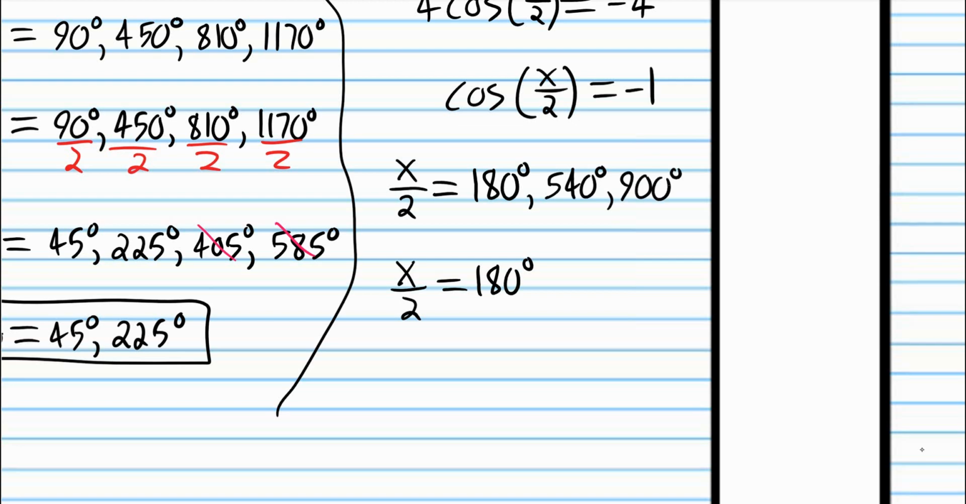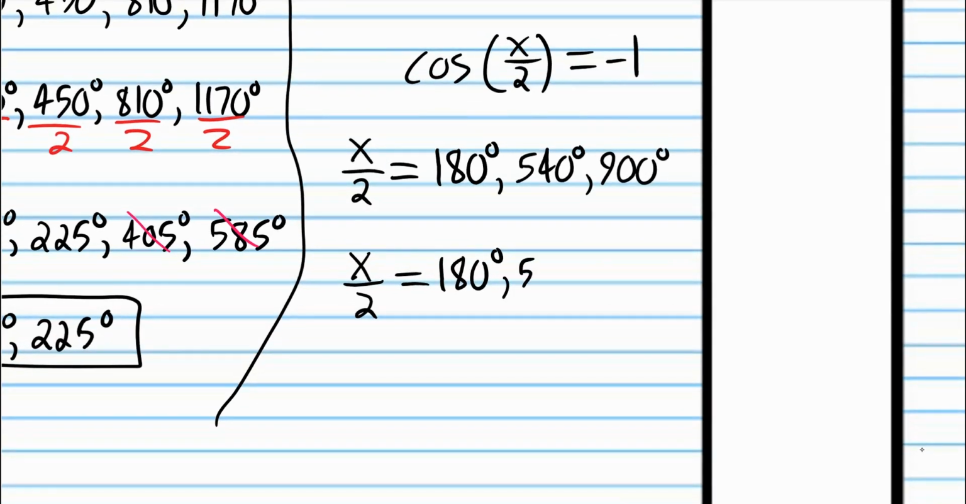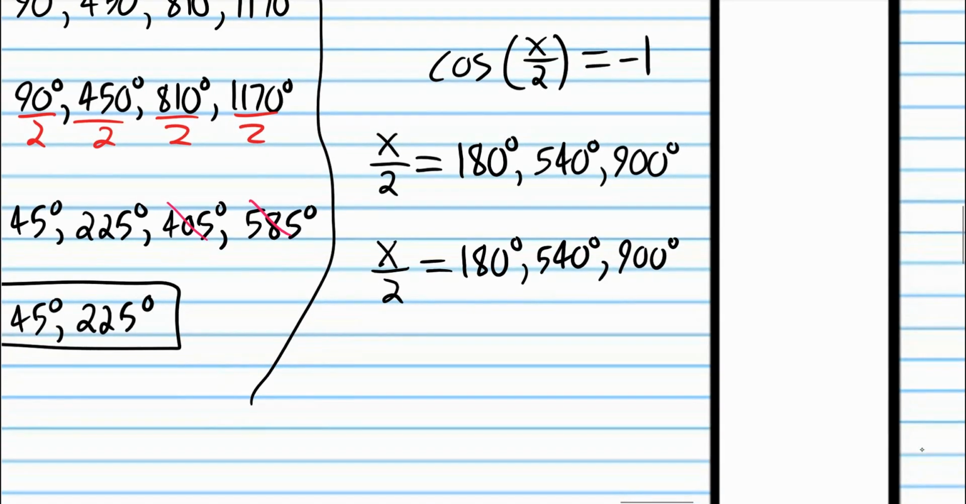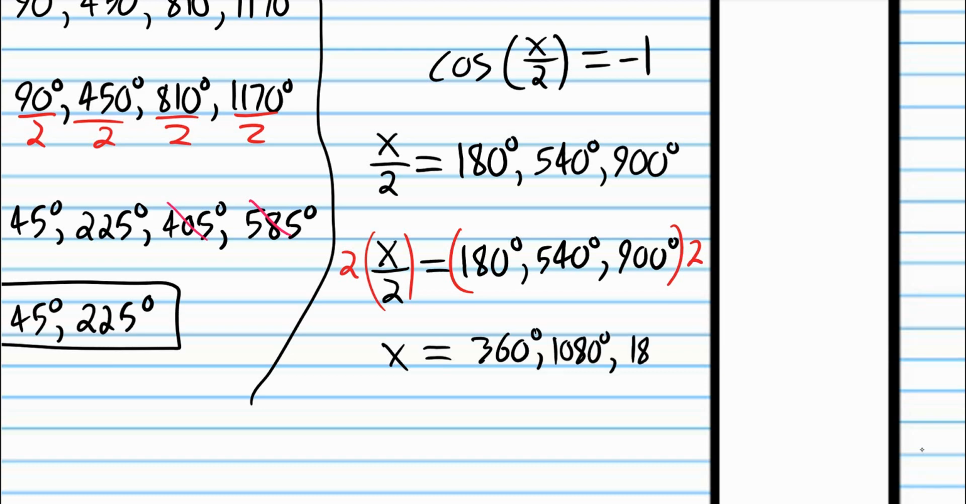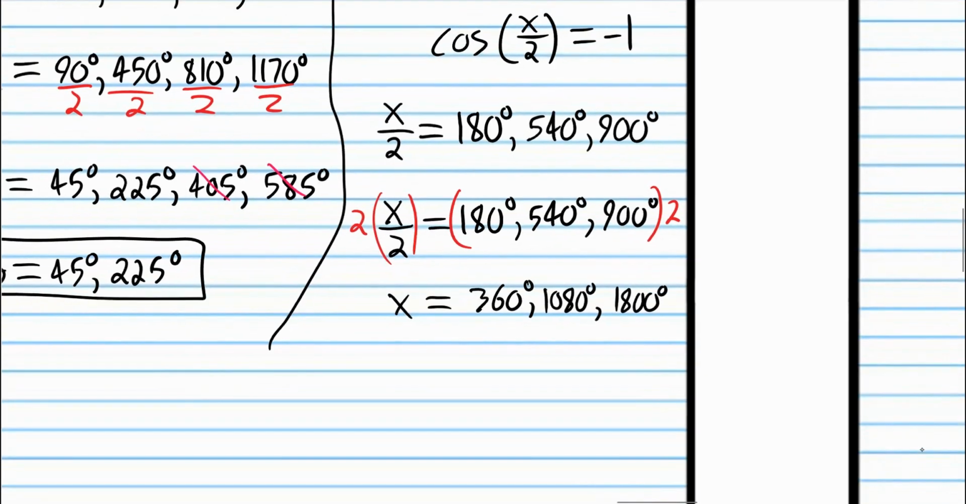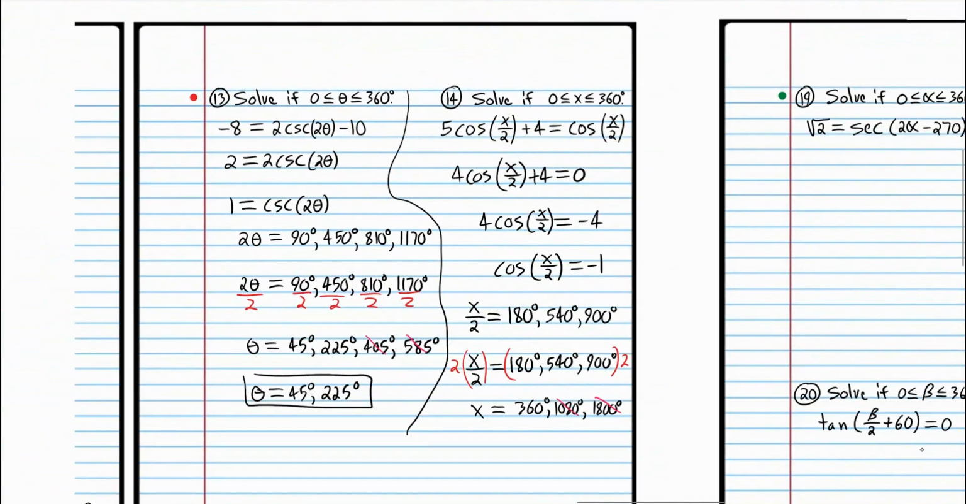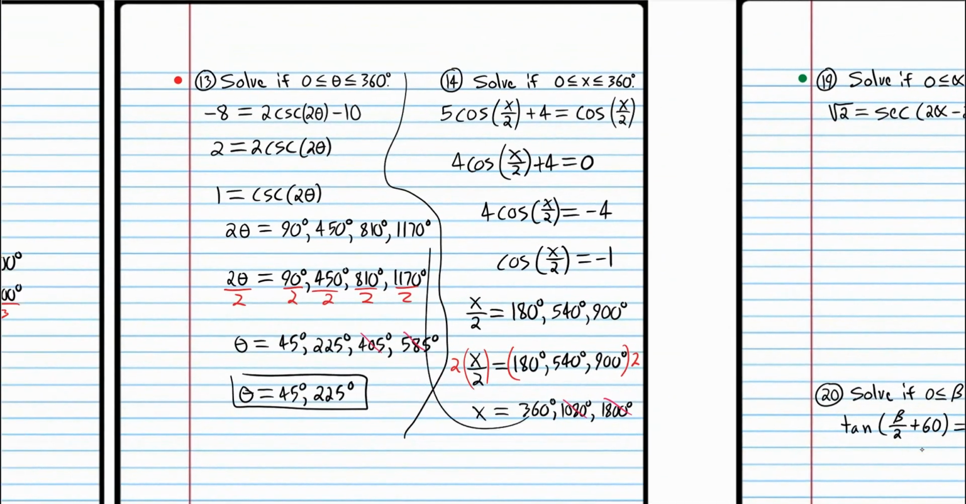But again, these are not going to give us answers that we want. But I'm going to multiply both sides of the equation by 2, and we have x is equal to 360 and 1080 and 1800. But again, these are not solutions because they're not between 0 and 360. Now we are allowed to have solutions that are equal to 360, so there you go.